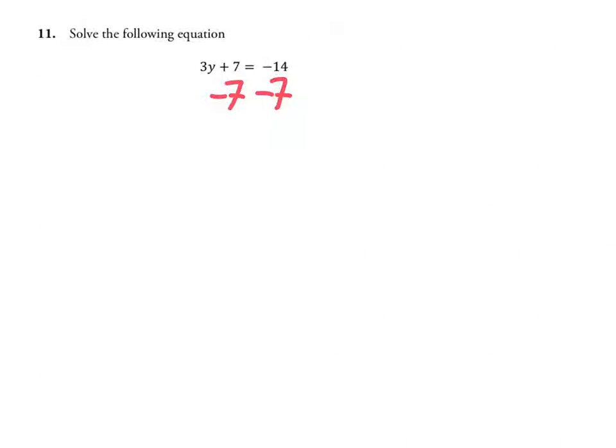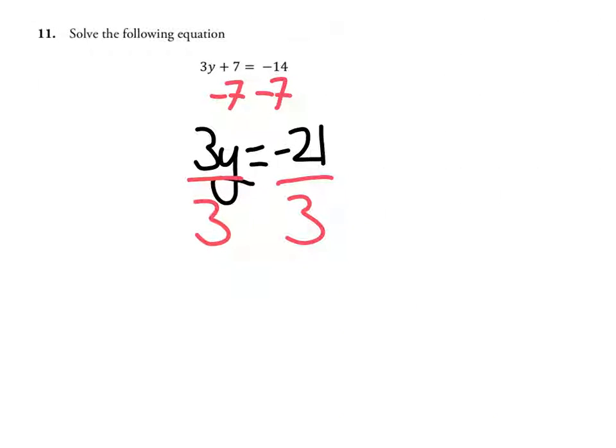So 3y plus 7 minus 7 just leaves me with the 3y. And negative 14, take away 7, so it's getting even colder, would become negative 21. Now I divide by the number in front of the letter. So in this case, I'm going to divide both sides by 3. So 3y divided by 3 is y, and negative 21 divided by 3 is negative 7. And so y equals negative 7 is my answer.